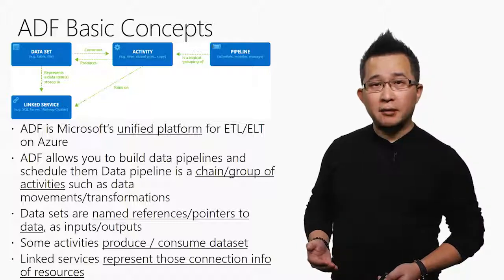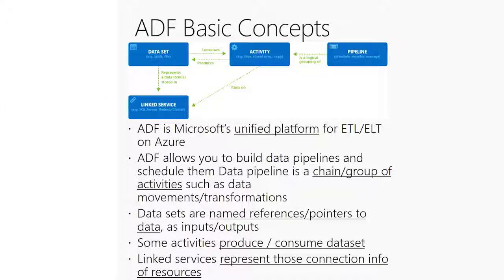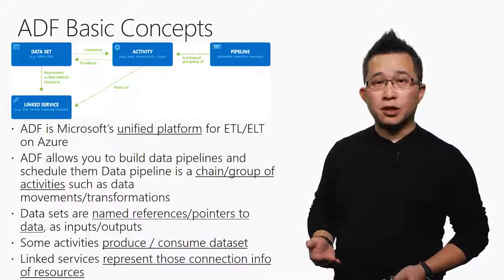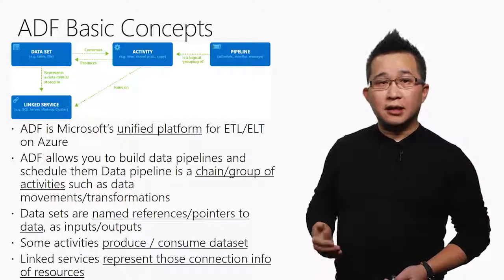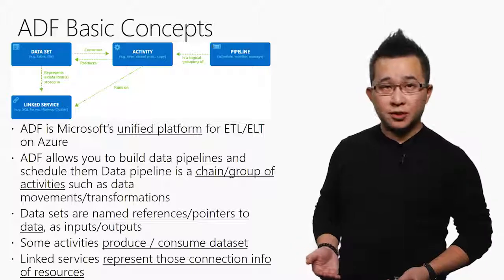What is a data pipeline? A data pipeline is a chain of activities, such as data movement or transformation. The datasets are names, references, or pointers to data, such as input or output. Some of these activities produce or consume datasets. Linked services represent the connection information for these resources.